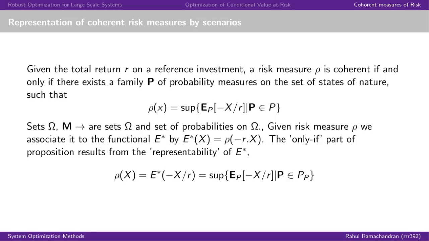Let us assume that the total return of a reference investment is R. The risk measure is coherent only if a family of probability measures P is present on the set of states of nature, such that the risk measure of X is the supremum of the expectation under P of minus X by R, such that the probability measure exists in the family P. The rest of the slide elaborates on how coherent risk measures are represented by scenarios.